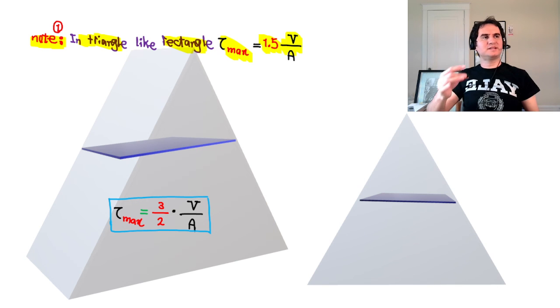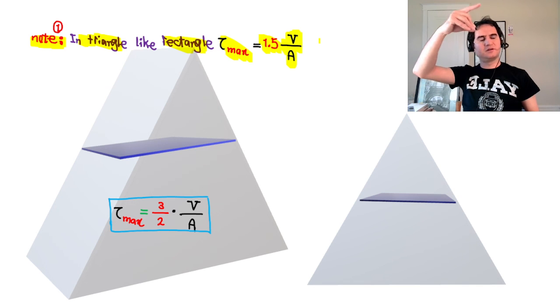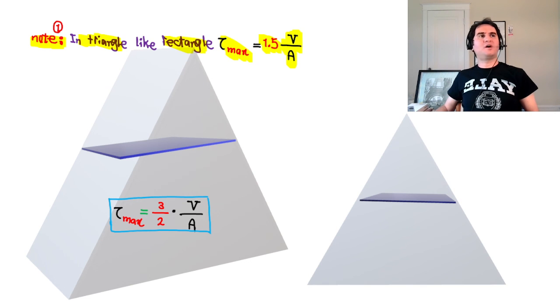So if we have a rectangle and a triangle with the same dimension of area, with the same amount of shearing force, the tau max at both of them is equal to 1.5 V over A.